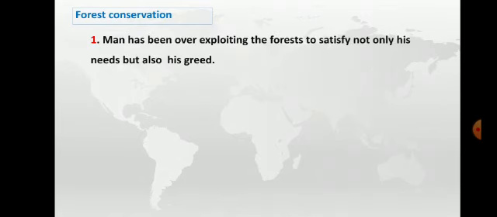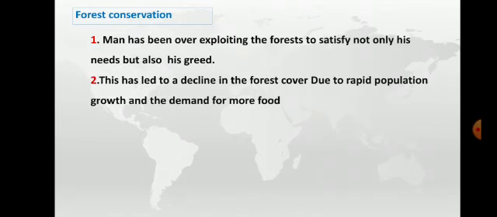Next we'll see forest conservation. Man has been over exploiting the forest to satisfy not only his needs but also his greed. That is, for his needs he is exploiting the forest, and in order to make profit, he goes on exploiting the forest, isn't it? So, this has led to a decline in the forest cover.